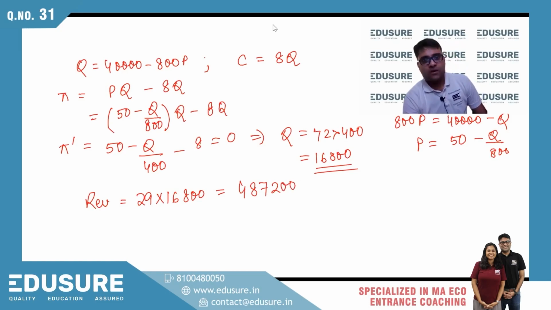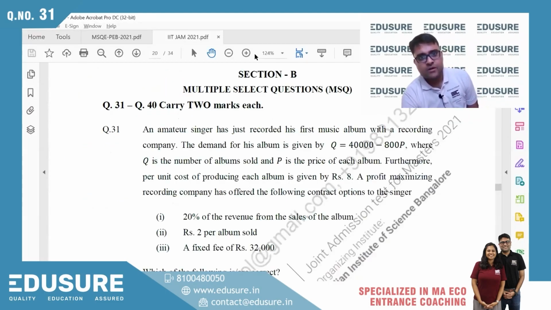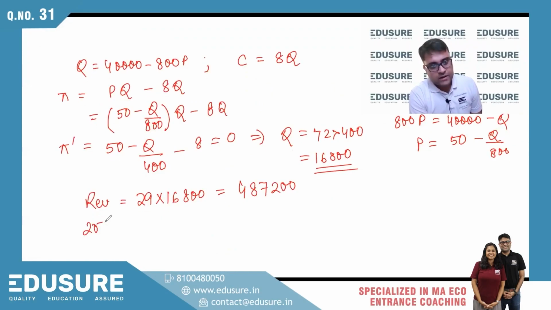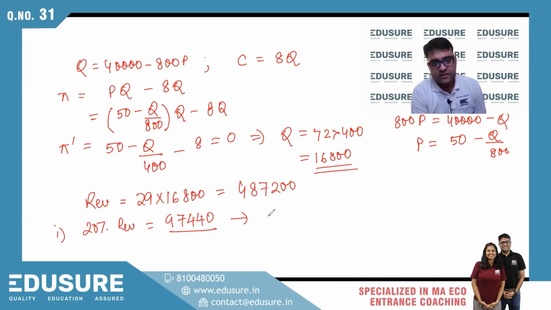So what are we supposed to take? 20% of the revenue from the sales from the album. 20% of the revenue is equal to 487,200 divided by 5, which is 97,440. This is how much the singer will get.